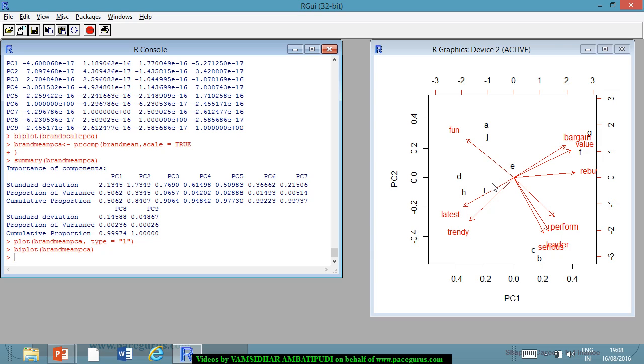And even if you see the other way, when we have used the earlier graphing where we have taken the original data versus this mean data, I don't think there is any big difference with respect to the direction of the various variables. More or less, fun is always separate. Even in the earlier case, latest and trendy are always in one single direction. So more or less the interpretation remains the same.